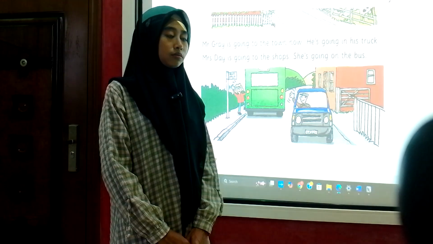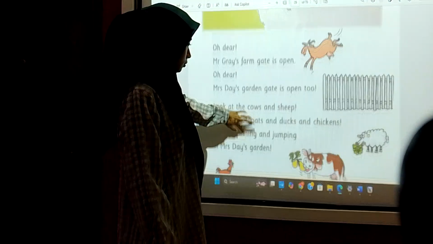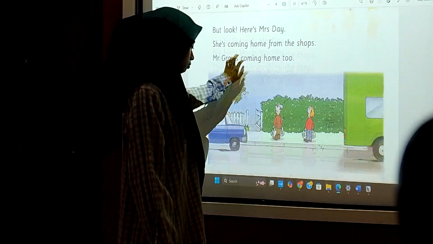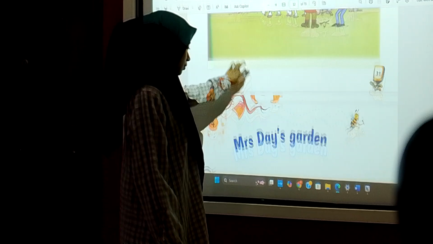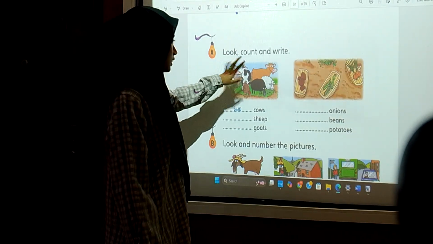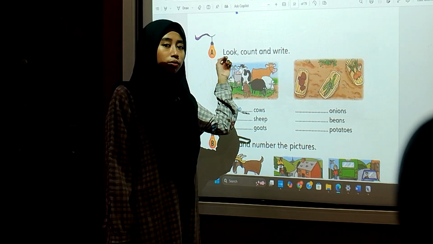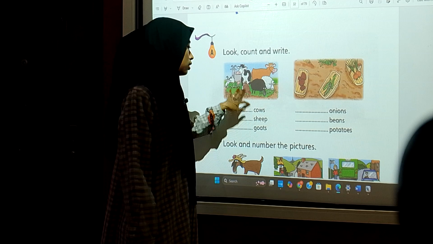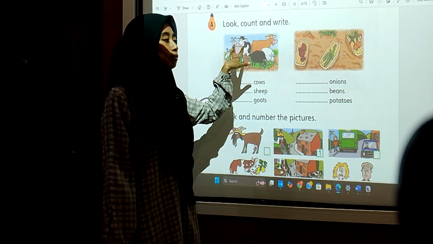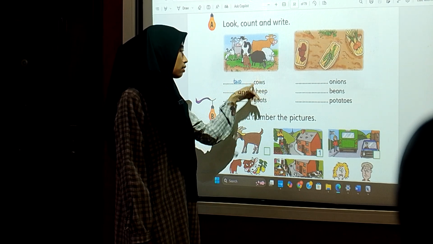Okay. After that, what exercise do they have? This one, sir. So the first is I ask them to read the direction like usual. Look, count, and write. What is the meaning of look, count, and write? You have to look at the picture here and then count based on the object in the question. For example, number one, cows.